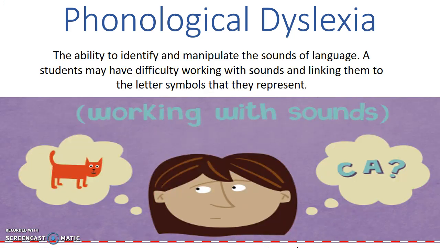The first one is phonological dyslexia, the ability to identify and manipulate the sounds of language. A student may have difficulty working with sounds and linking them to the letter symbols that they represent. So, for example, here is cat. The student is thinking cat, C-A, but they cannot recognize the sound of T, as in T. Many students that have dyslexia have difficulty with this.